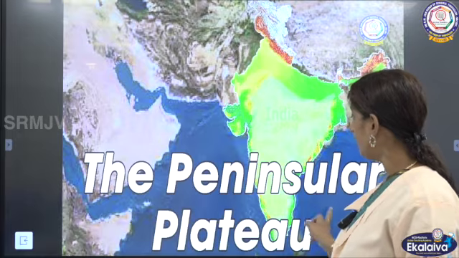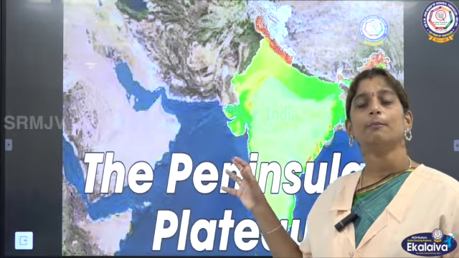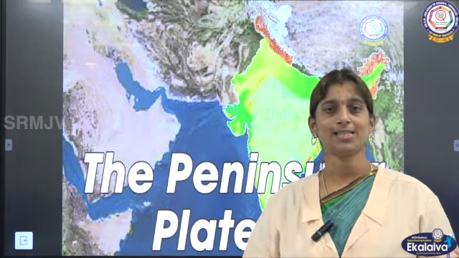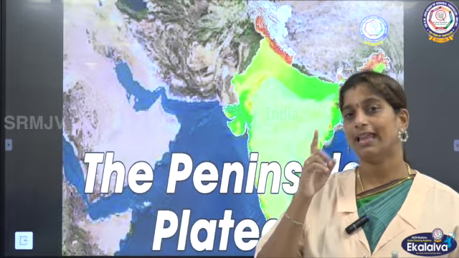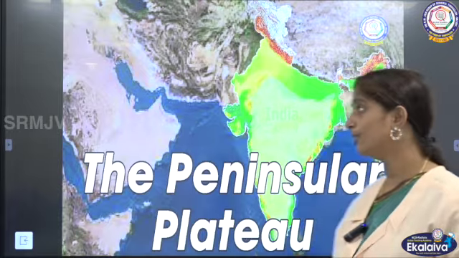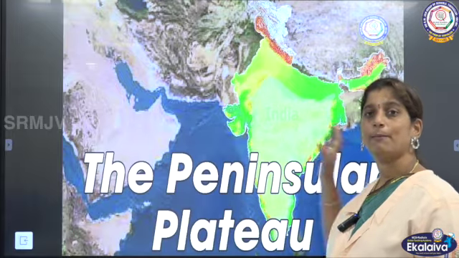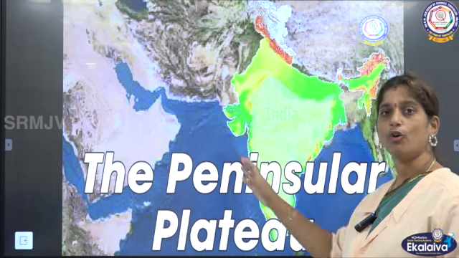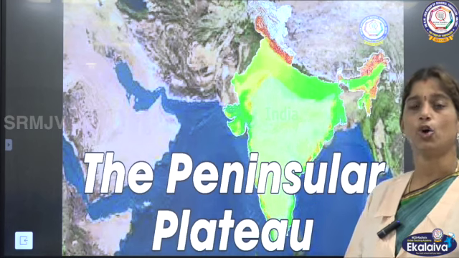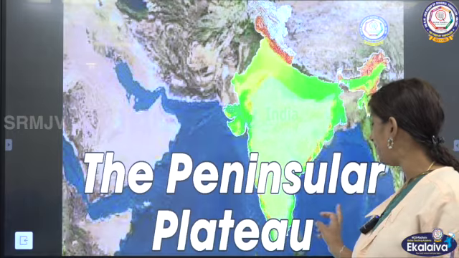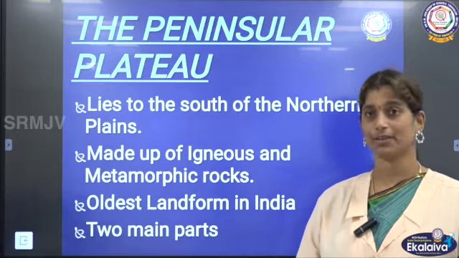Now when it comes to the Peninsular Plateau, in our first session itself I told you that the word peninsula means a place which is covered by water on three sides and land on one side. As we know, India is covered by the Arabian Sea, Bay of Bengal and Indian Ocean on three sides and the Himalayan mountains on the northern side. We call it a peninsula. So we will see about the plateaus of this peninsula, right?